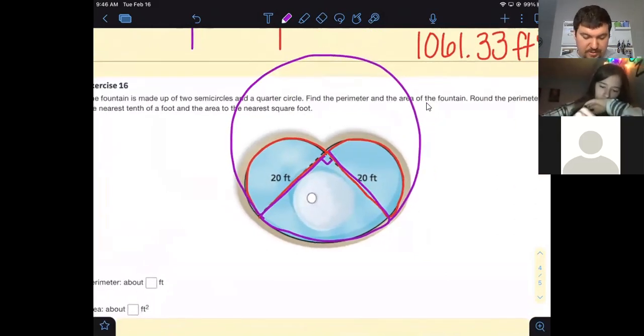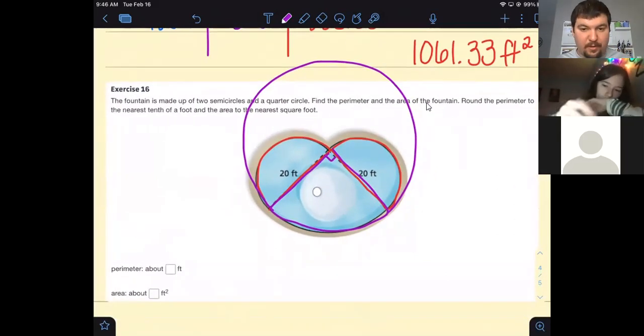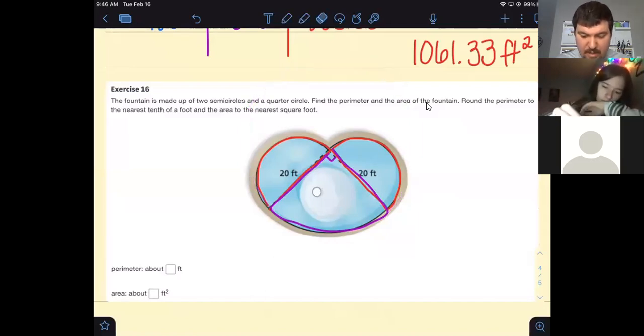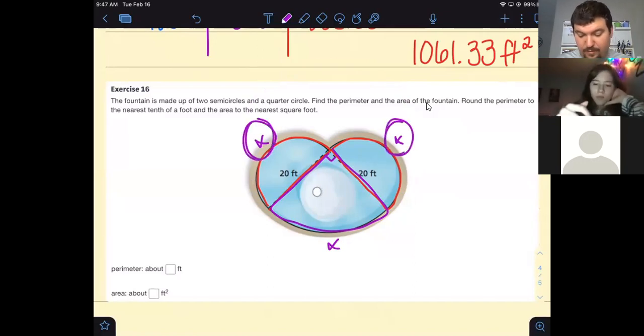Now, we're gonna start by finding the perimeter. Okay, so for the perimeter, I gotta think, how many sides do I have? And this one's gonna be kind of confusing because they're all curved sides. But I have a side here, I have a side here, and I have a side there. So I really have 3 different sides I'm gonna find for the perimeter. Now, fortunately, these 2 guys here have the same perimeter because those semicircles are the exact same size, okay?